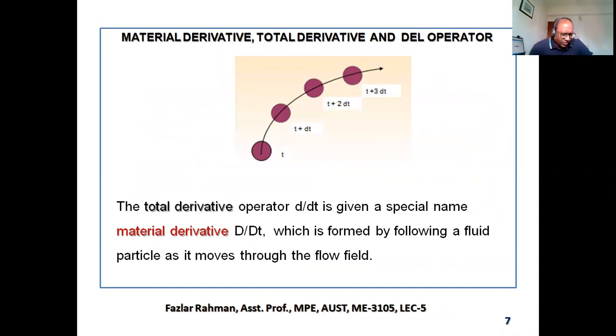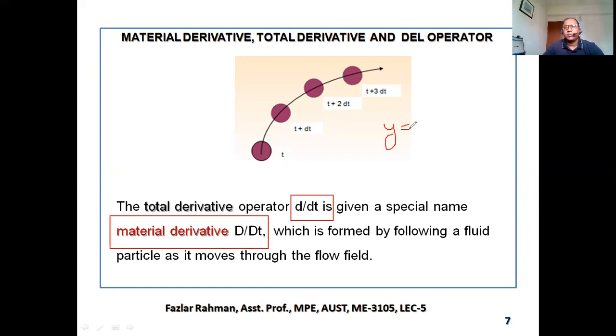Okay, there is one term used in fluid mechanics. It's called the material derivative. What is the material derivative? The total derivative operator d by dt is given a special name, also called the material derivative. A lot of the time we use, say, y equal to x square plus xy plus t cube, because it is also a function of time.